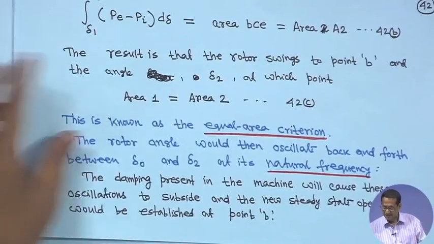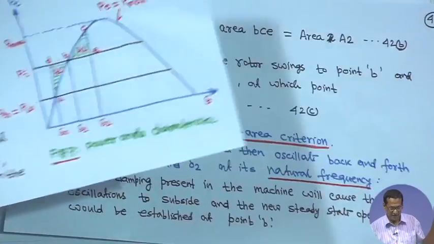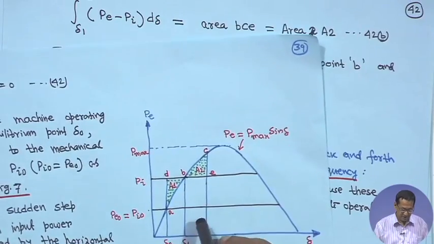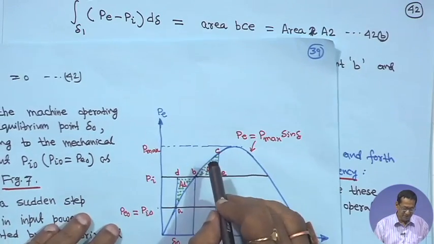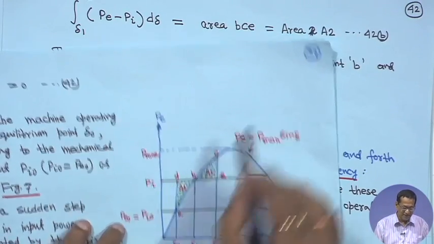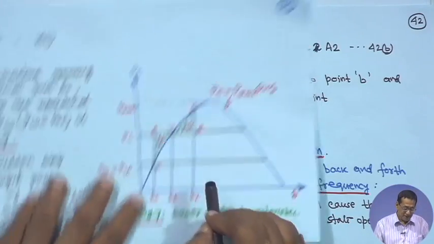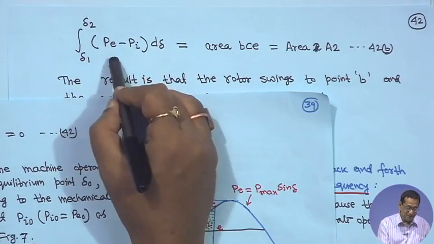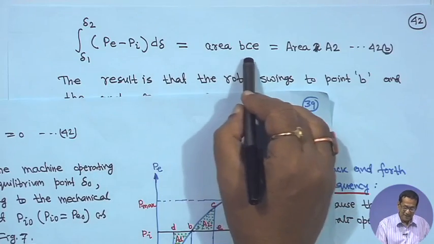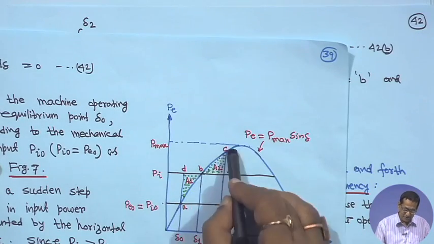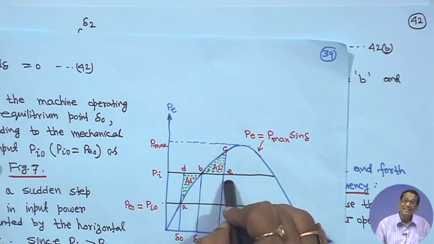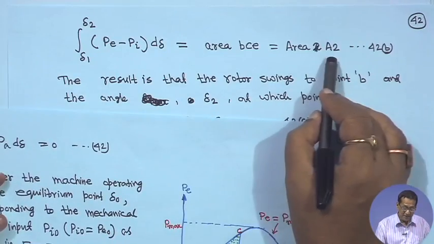Because at that time P is greater than P I, the integration will be from delta 1 to delta 2, of P minus P I d delta, equal to area B C E, which is equal to area A 2.